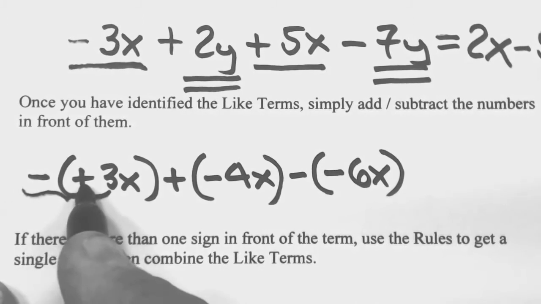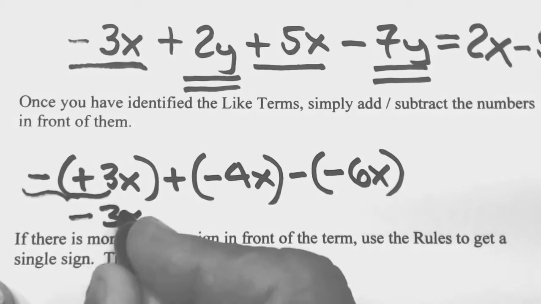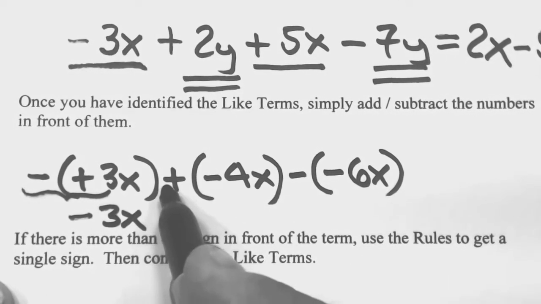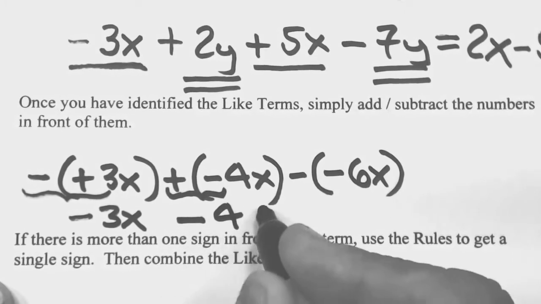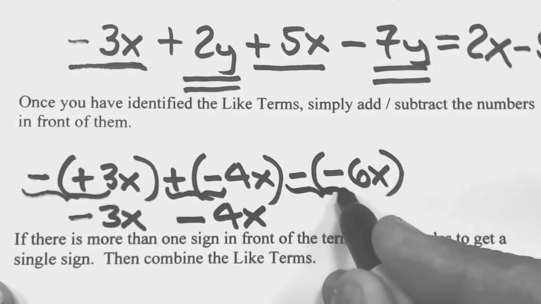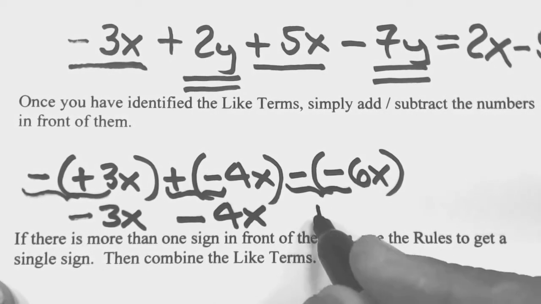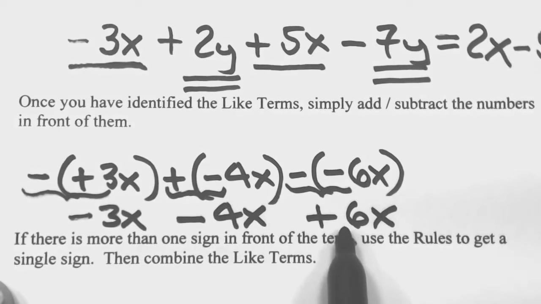So this minus and plus combine to a minus, so this is minus 3x. The plus and the minus here are also unlike. They combine to a minus, so that's minus 4x. But the two minuses over here combine to a plus, so that's plus 6x. Now I've got single signs in front of each of the terms, so I know exactly how much I have of each.